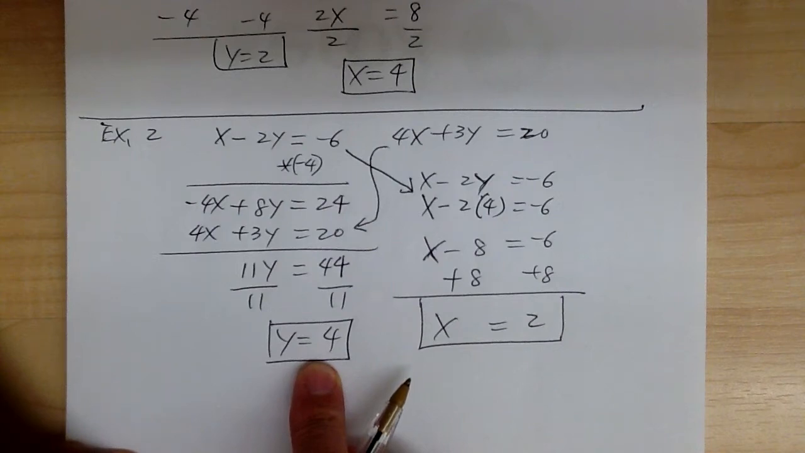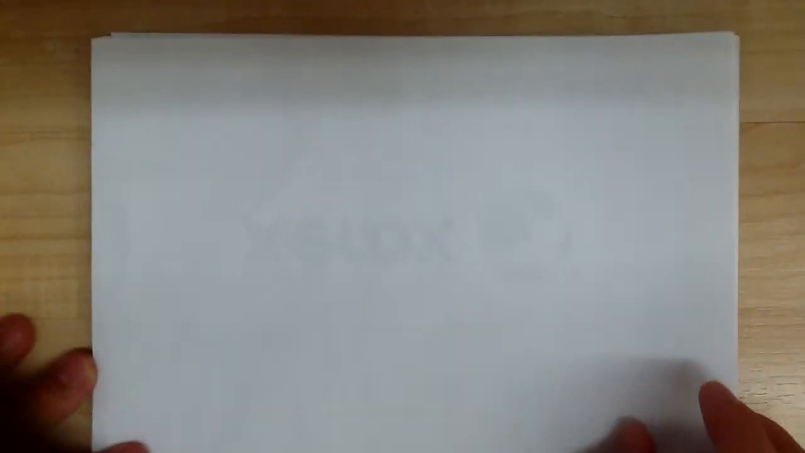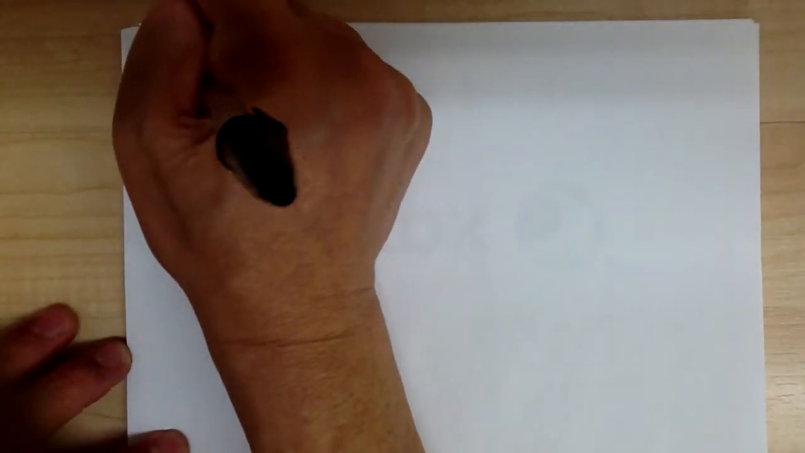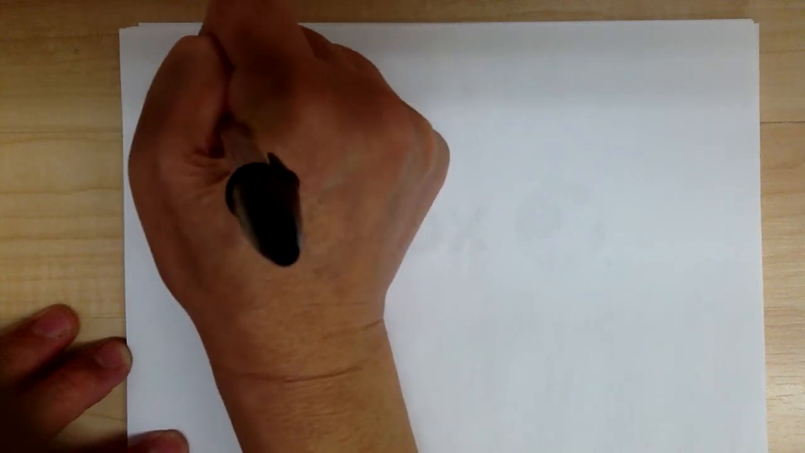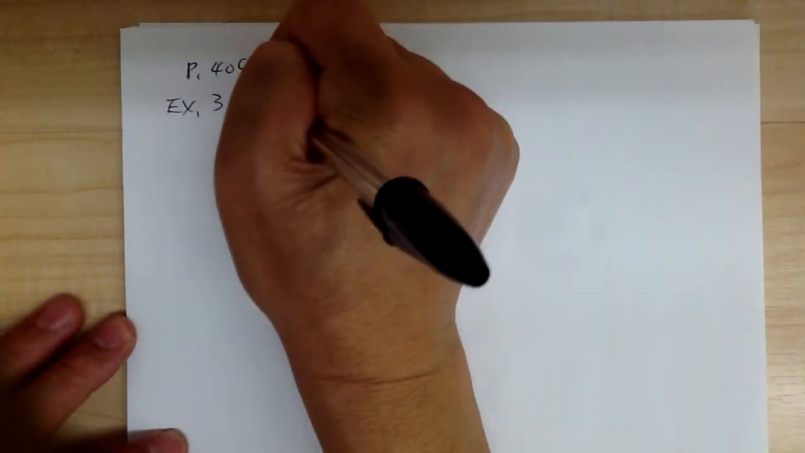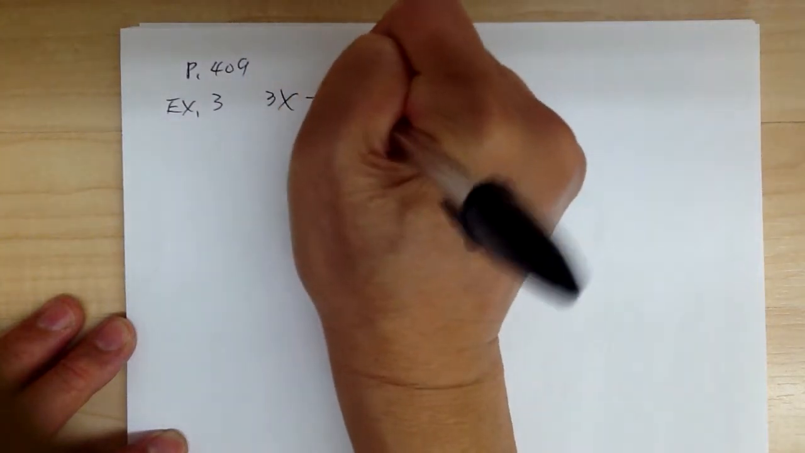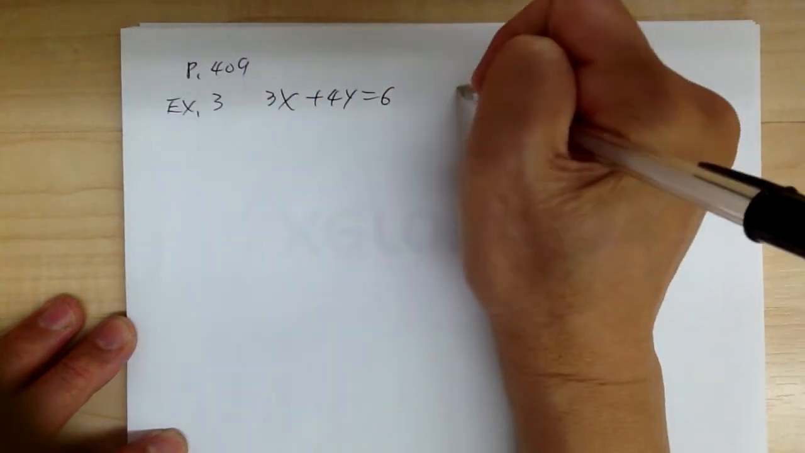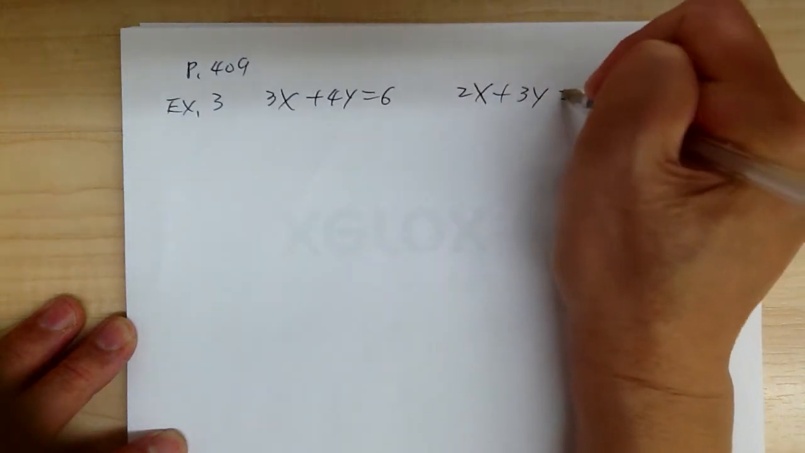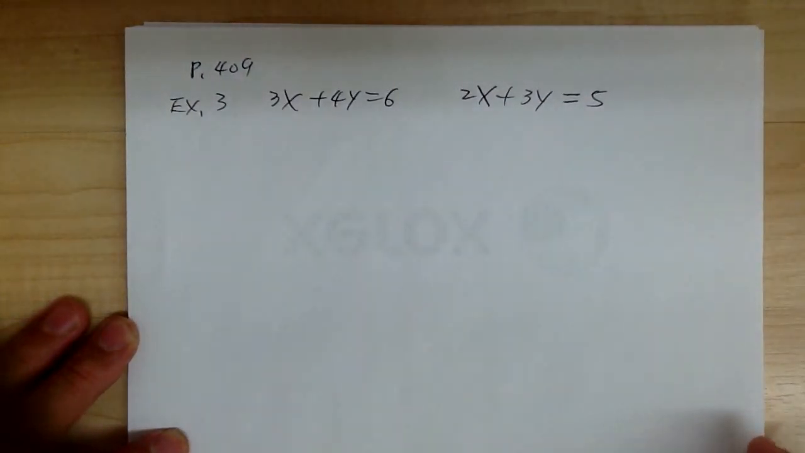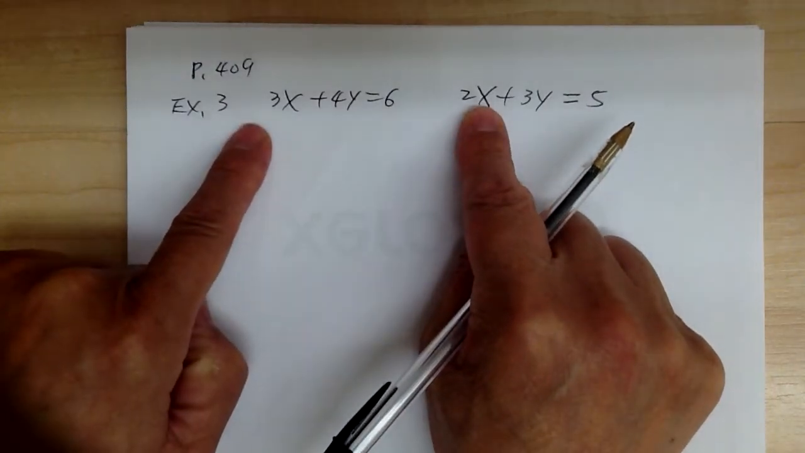Okay, let's go to example 3. So you have the 3x plus 4y equal to 6. And then you have the 2x plus 3y equal to 5. So now this one is harder now, okay? Because this one is not as obvious.